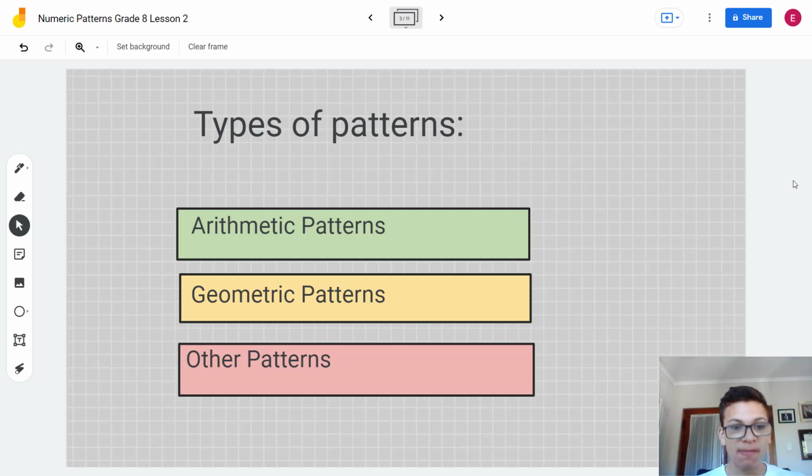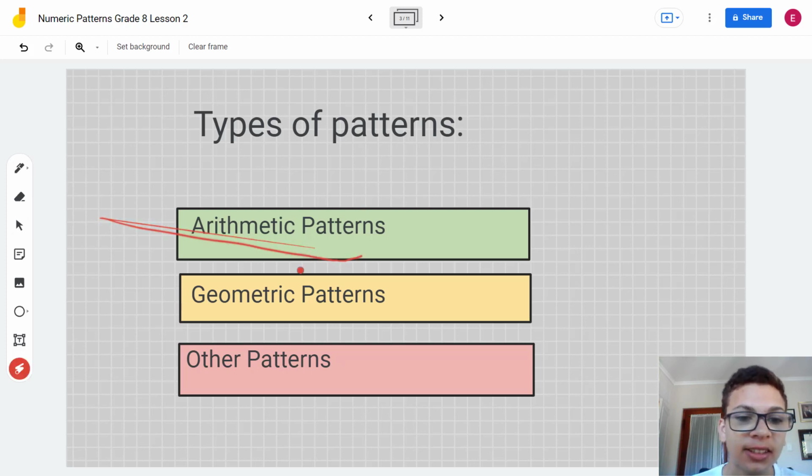However, today we're going to learn 3 patterns, namely arithmetic patterns, as you can see here, geometric patterns, and other patterns. And I've ordered them by difficulty. Usually other patterns are quite tricky because there's no formula that you can follow. So, let's start with arithmetic patterns.